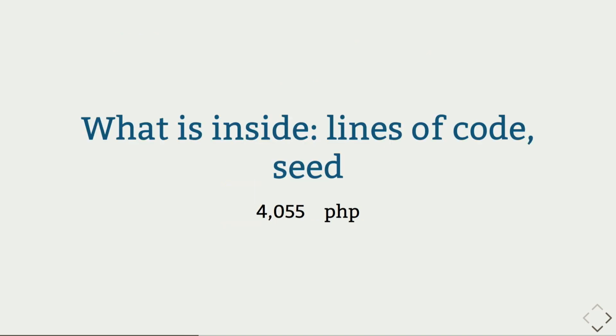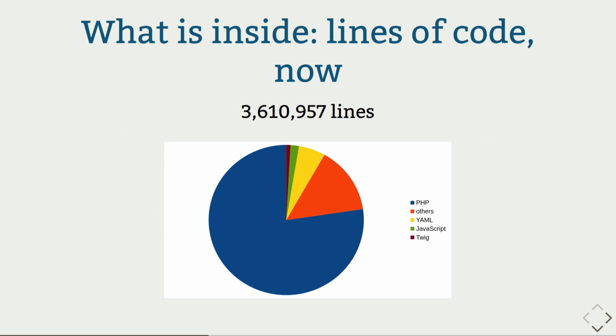Another way to look at this is lines of code. On the renal commits, we have around 4,000 lines of PHP. Now it's more like 3 million. And again, mostly PHP. But still, it's something that we know, okay, PHP is mostly what most of us can see. And the other part is to actually see how fast it is doing.